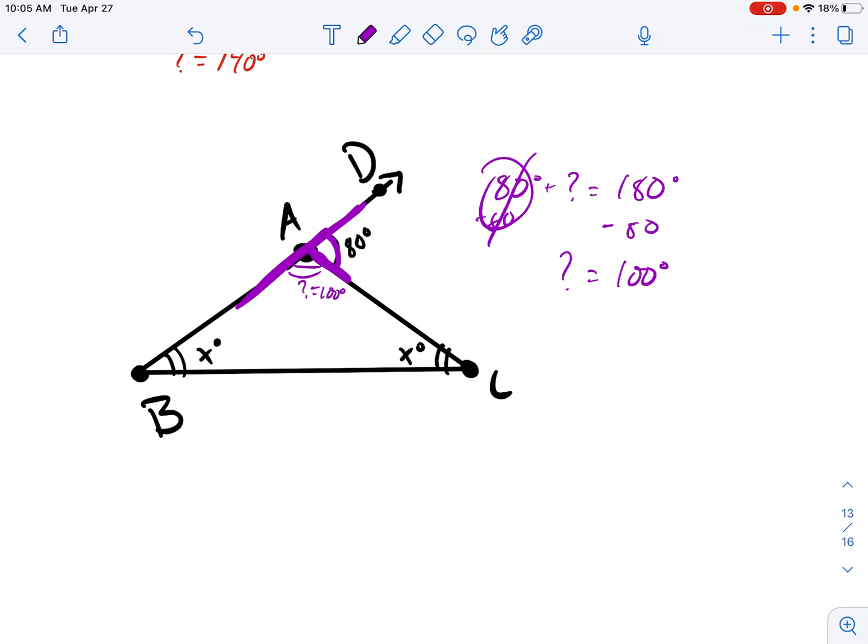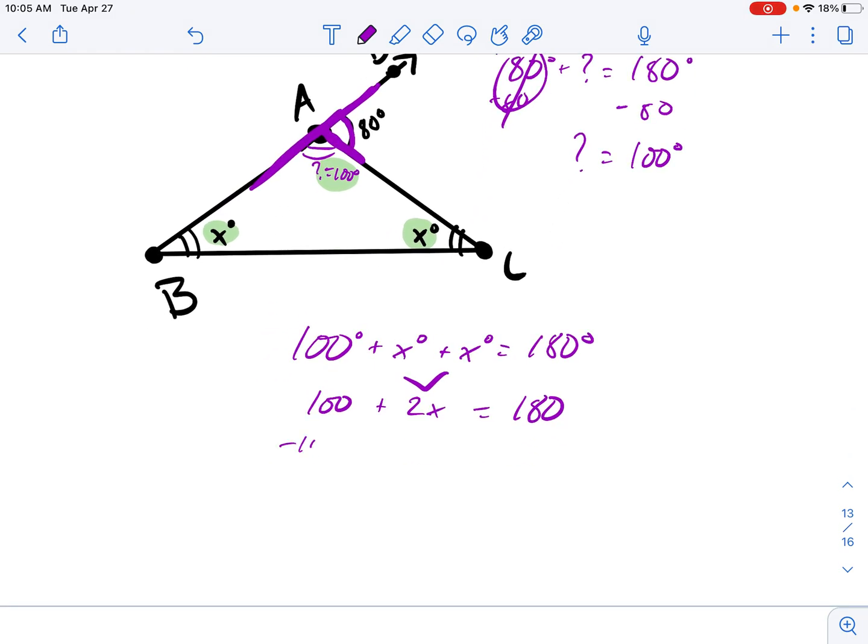So here we have 100 degrees. So now I know 100 degrees plus x degrees plus x degrees will equal 180 because of the triangle sum theorem, right? All the angles on the inside of the triangle, the 100, the x and the x, will add up to 180. So that means we have 100 plus 2x equals 180. We're combining like terms. You can subtract 100 from both sides. You get 2x equals 80.